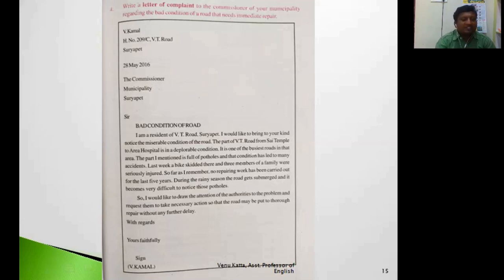Then the sign, the signature of the writer. Below the signature, I have already told you that we must write our name in capitals in brackets. Okay, so this is the model of an official letter. So you have to follow these rules. Just observe these two example letters keenly, and follow the tips, the points that I have said during this video.